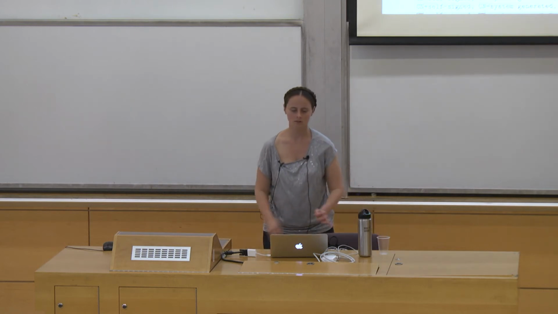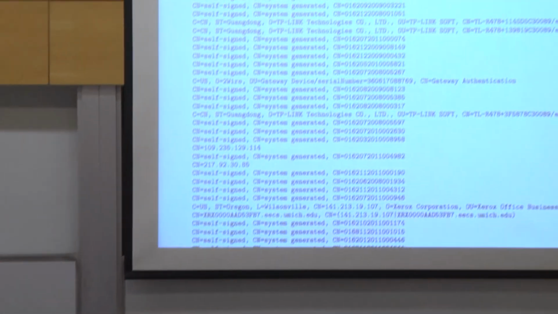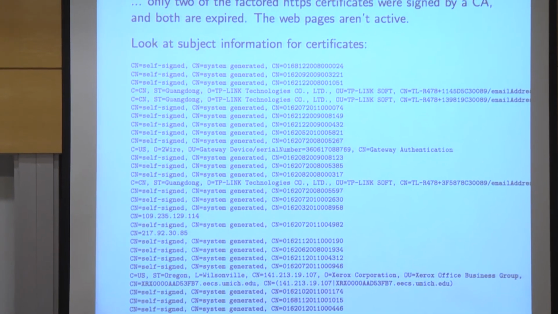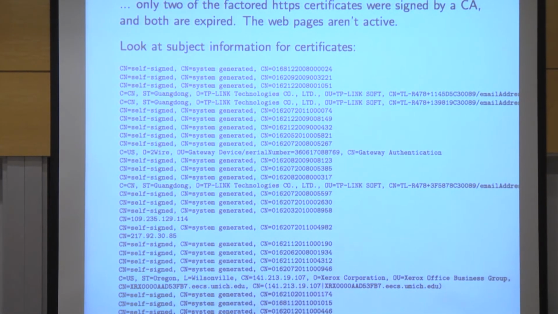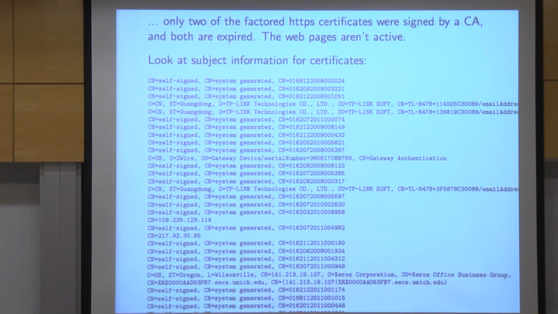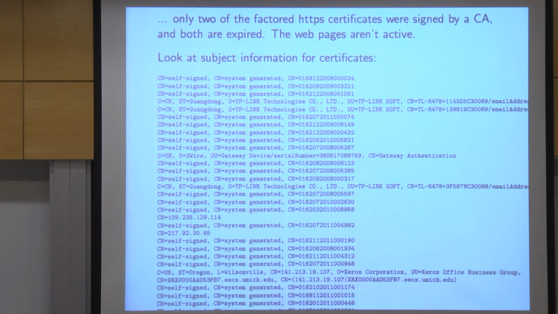If you look at the subject information for the certificates that we were able to factor, you see something that looks like this: CN equals self-signed, CN equals system generated, CN equals something that looks like a serial number, something that identifies itself as some kind of router, some other kind of router, random IP address, random printer. So what we're seeing are what look like auto-generated certificates from various kinds of network devices.